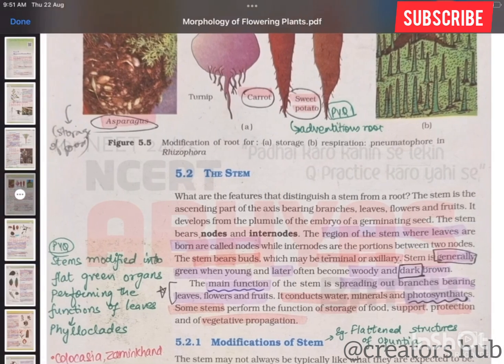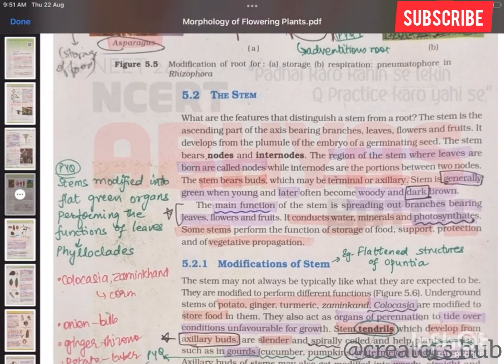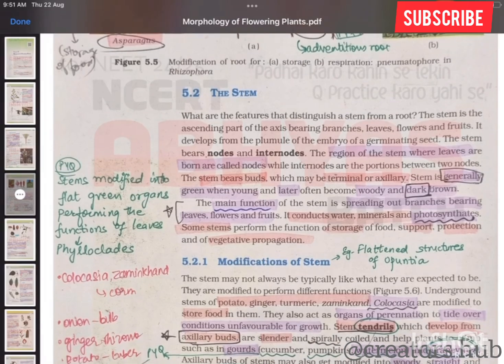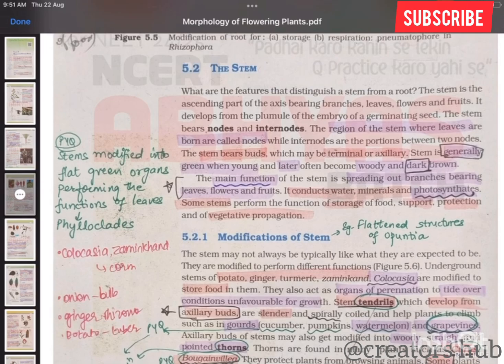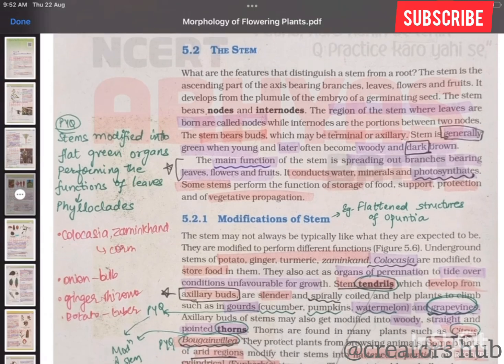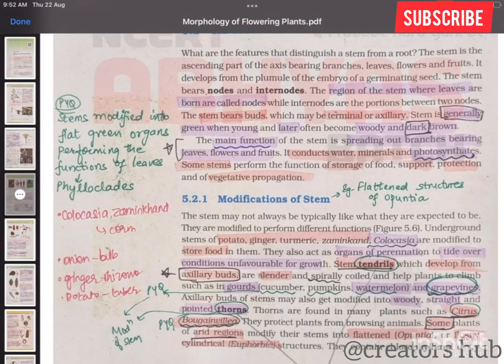The stem. What are the features that distinguish a stem from a root? The stem is an ascending part of the axis bearing branches, leaves, flowers, and fruits. It develops from the plumule of the embryo of a germinating seed. This stem bears nodes and internodes.